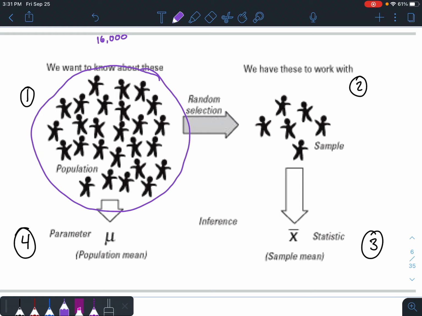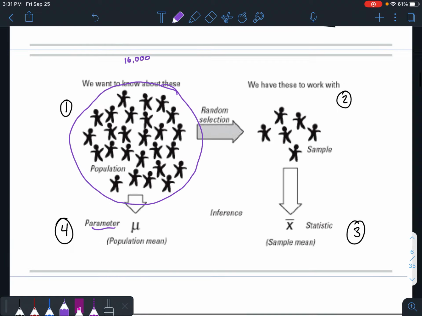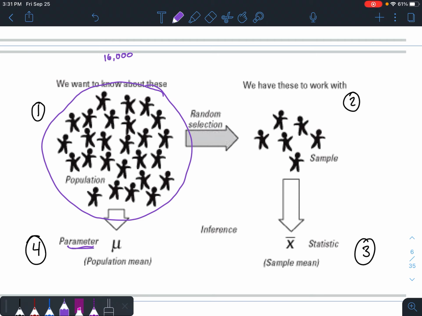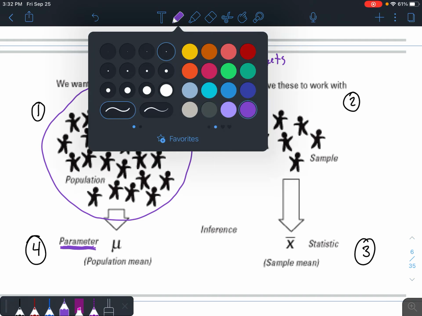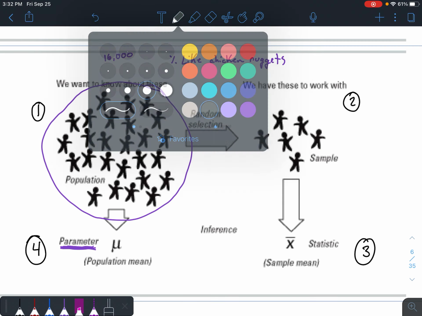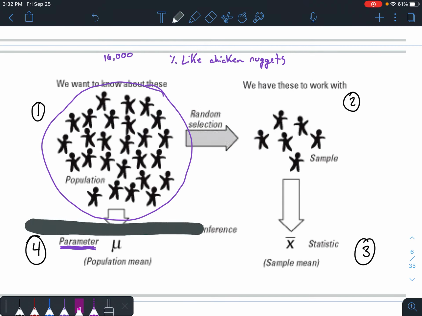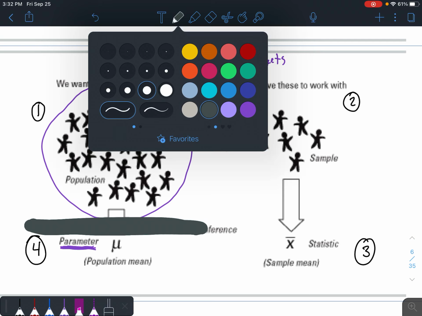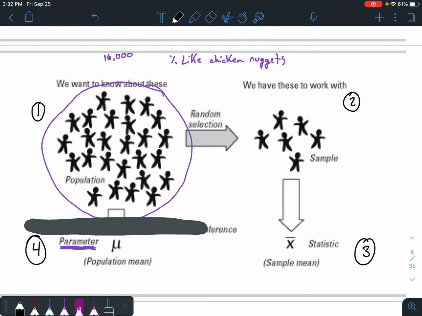Now, this group of people has some parameter. And we're going to talk about parameters in a second here, but that's the number that represents the entire population. So let's just say, all right, what percentage of Buffalo residents like chicken nuggets? There is a number that exists, the percentage of people that like chicken nuggets exists. That number is out there. But it's hard to talk to 16,000 people.